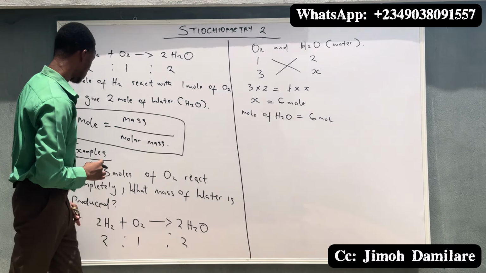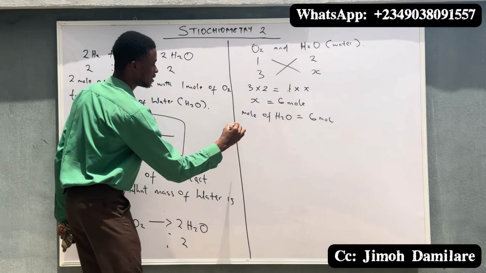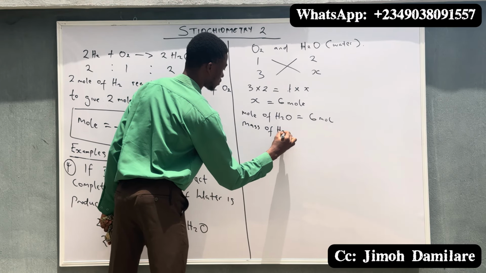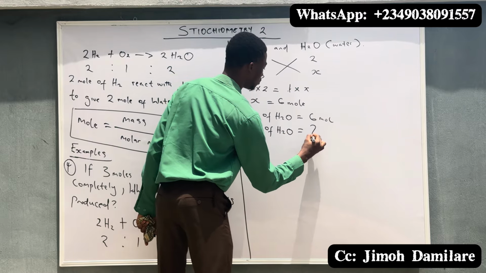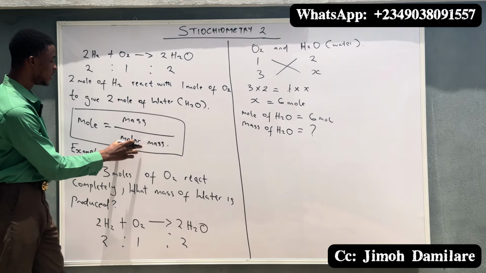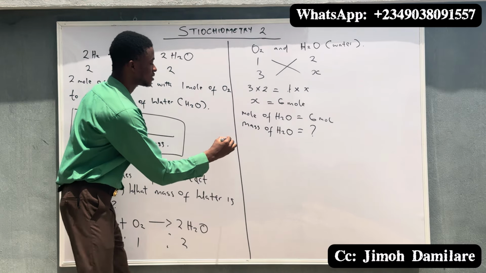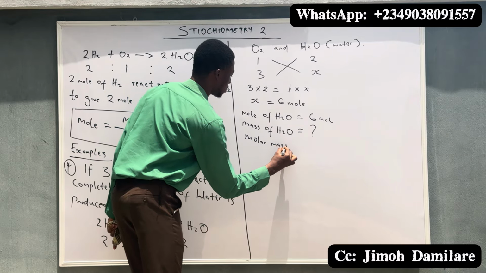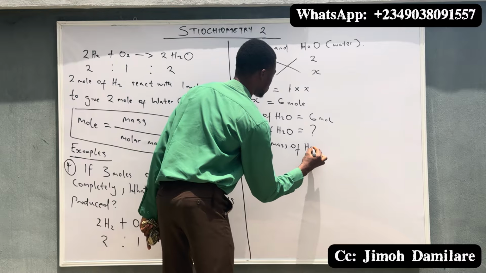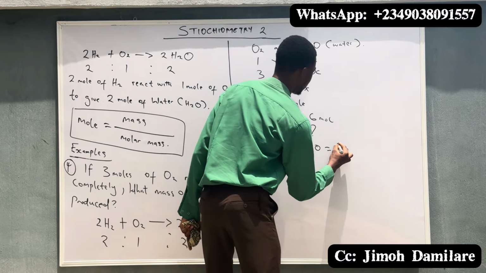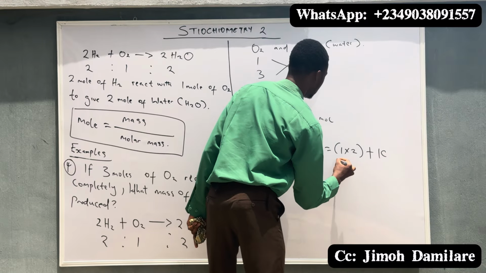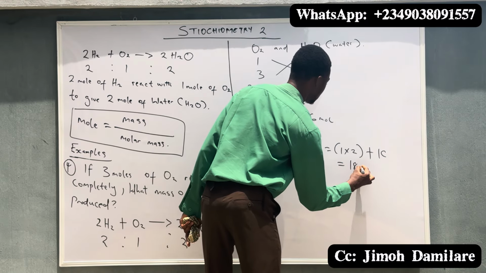The question is asking what mass of water. So we can now say the mass of water is equal to unknown. And lastly, we need the molar mass to get the mass. So we can now say the molar mass of water is equal to 1 multiplied by 2 plus 16, which will give us 18 gram per mole.